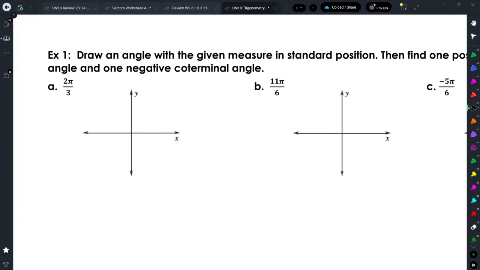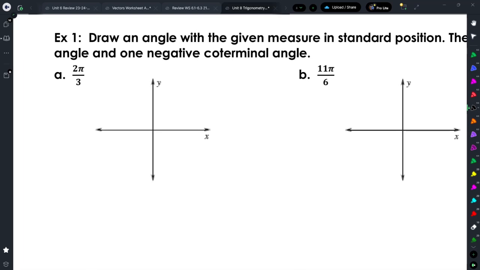So example 1, draw an angle with the given measure in standard position, then find one positive coterminal and one negative coterminal. Well, 2 pi over 3, to draw that, we know it is bigger than pi over 2, which is 90 degrees, but it's smaller than pi, because 3 pi over 3 would be pi. So we know it's going to be something like that. And this is our theta, our angle measurement.